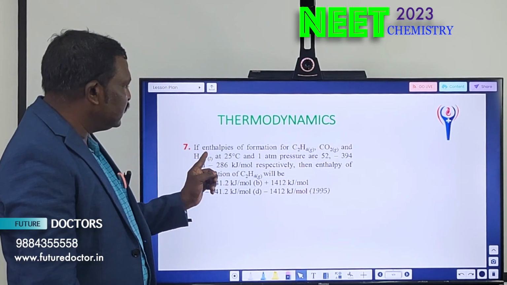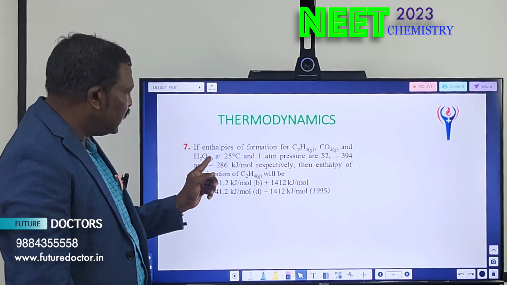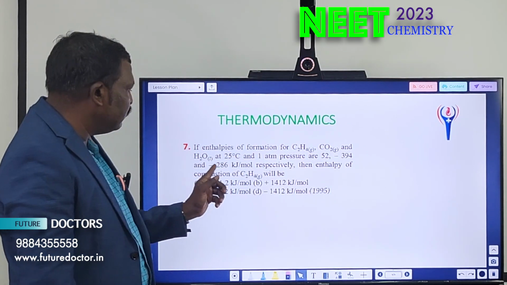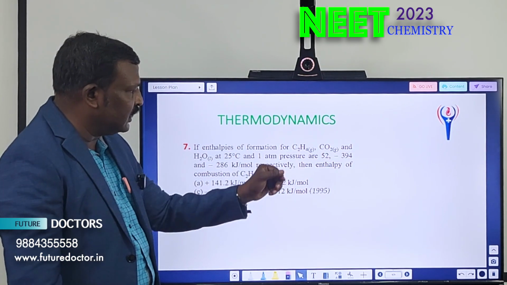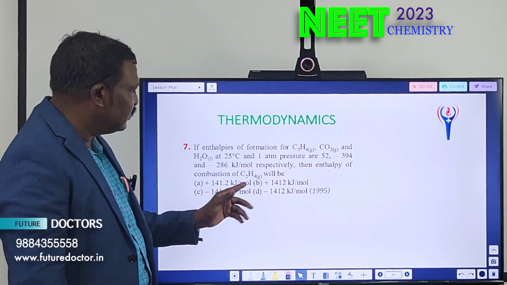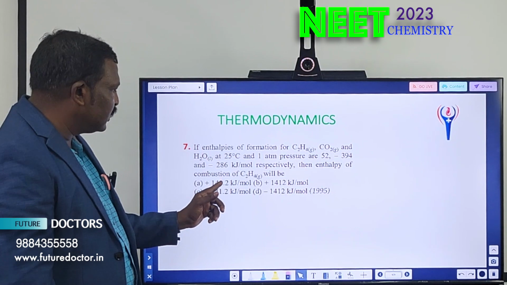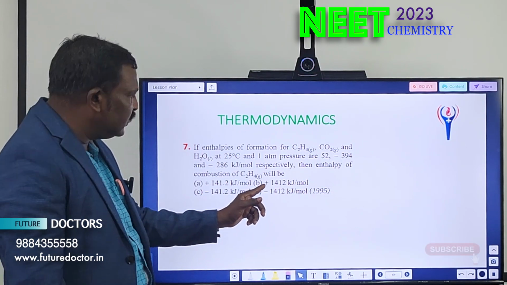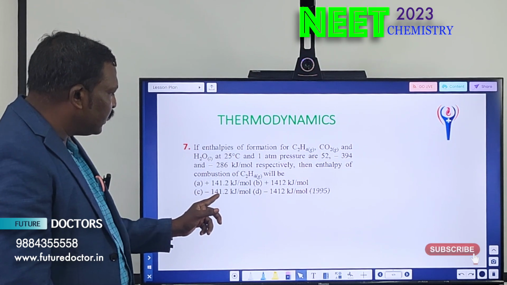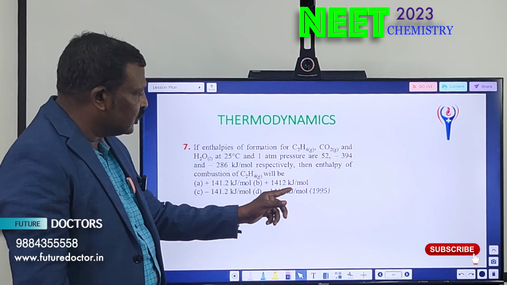Seventh question: if the enthalpies of formation for C2H4, CO2 and H2O at 25 degrees Celsius and 1 atmosphere pressure are 52, minus 394 and minus 286 kilojoule per mole respectively, then the enthalpy of combustion of C2H4 will be, that's the question. We have to find out the enthalpy delta H. Option A plus 141.2 kilojoule per mole, option B plus 1412 kilojoule per mole, option C minus 141.2 kilojoule per mole, option D minus 1412 kilojoule per mole. Understood?